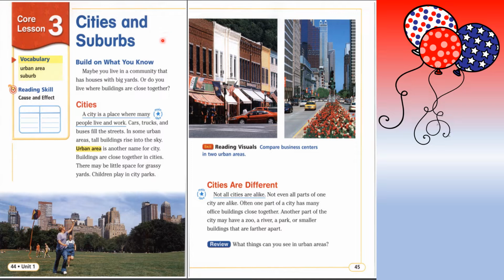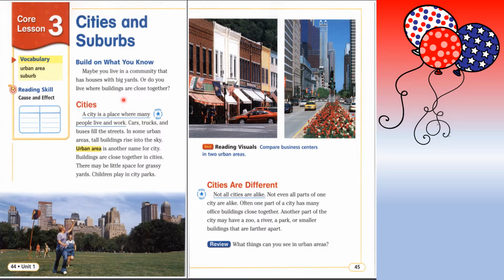Cities and suburbs. Build on what you know. Maybe you live in a community that has houses with big yards. Or do you live where buildings are close together? I live in a community where there are lots of houses, lots of grass, and lots of big yards. I live near a community that has tall buildings. I live near the city of Cincinnati. But if I go into the city, there aren't any yards. It's all concrete and buildings.